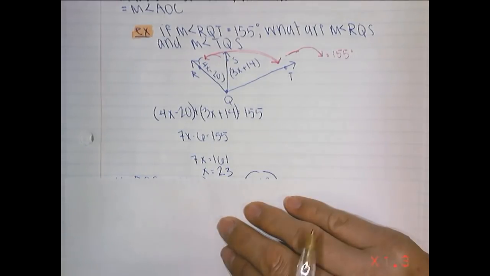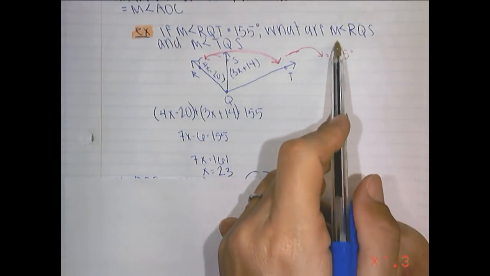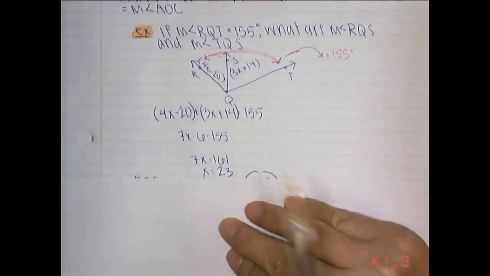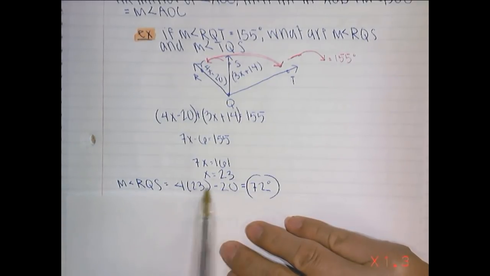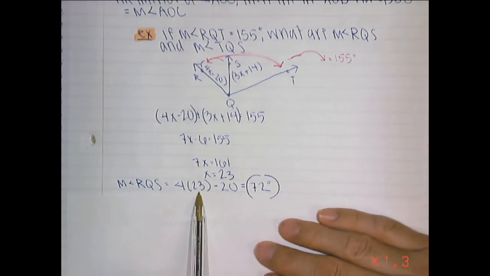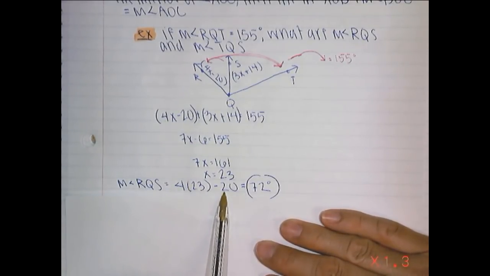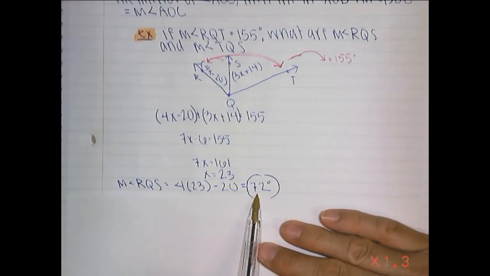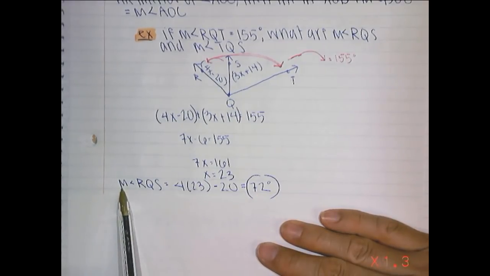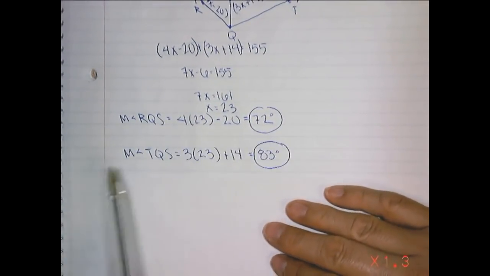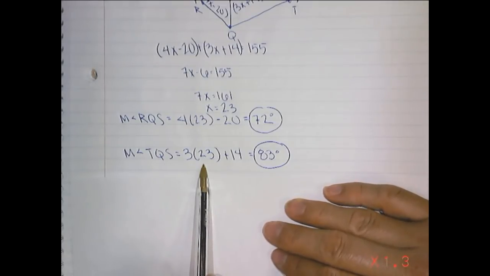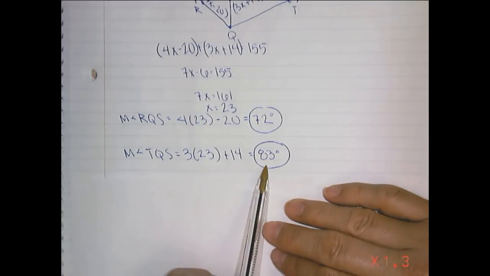Okay, keep in mind, it wasn't asking what x was. It was asking what the measure of angle RQS and the measure of angle TQS are. So we're going to plug that 23 back in to RQS. So 4 times 23 minus 20 equals 72 degrees. So the measure of angle RQS is 72 degrees. And then we move down to this one. We plug 23 in right here, and 3 times 23 plus 14 is 83 degrees, and the measure of angle TQS is 83 degrees.